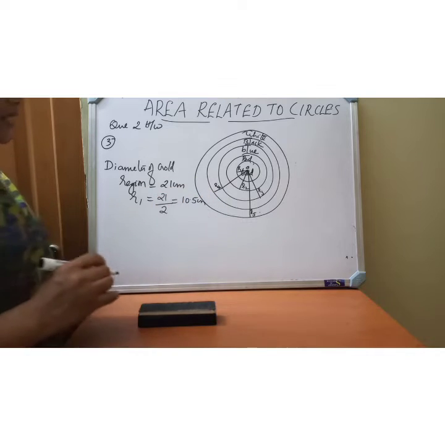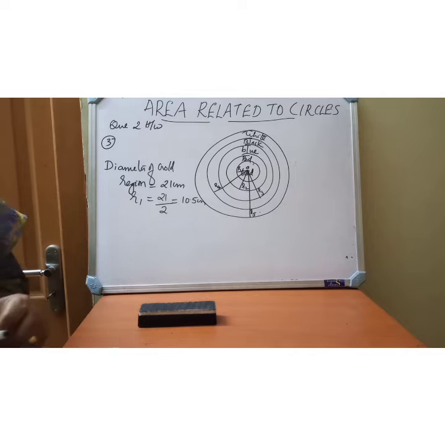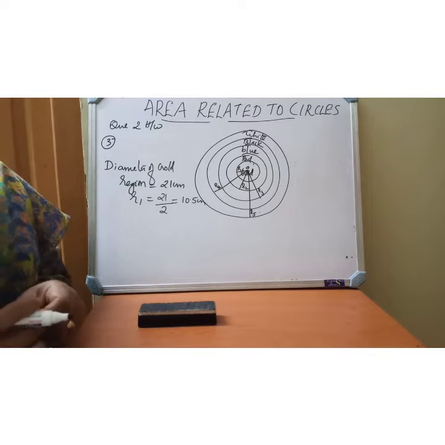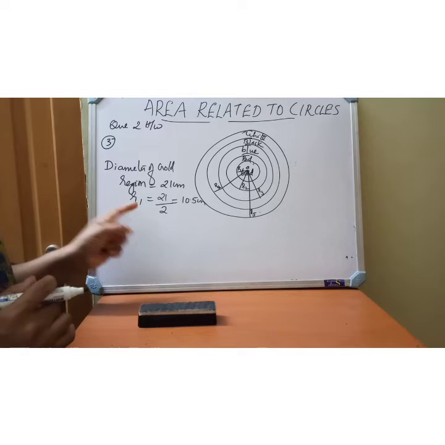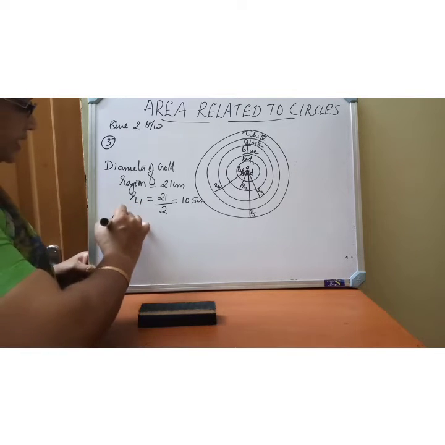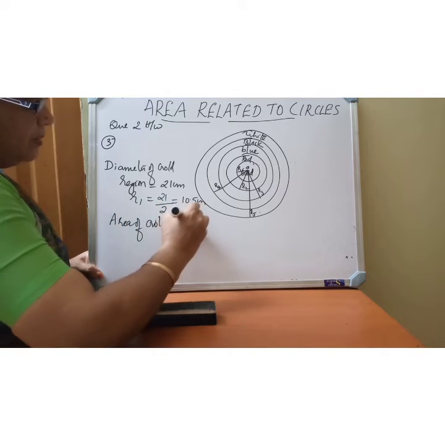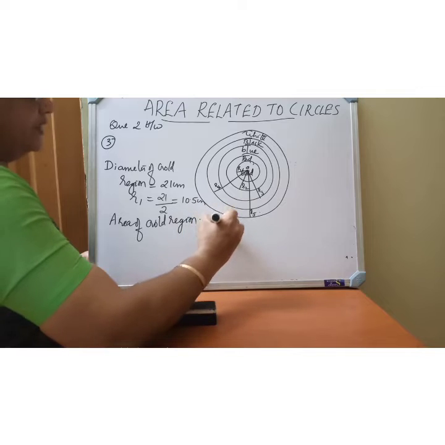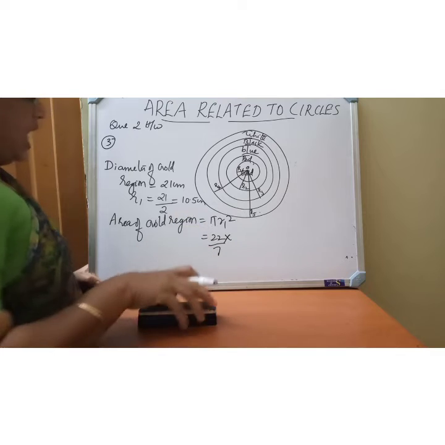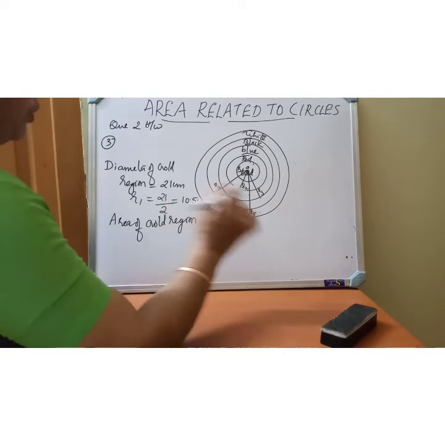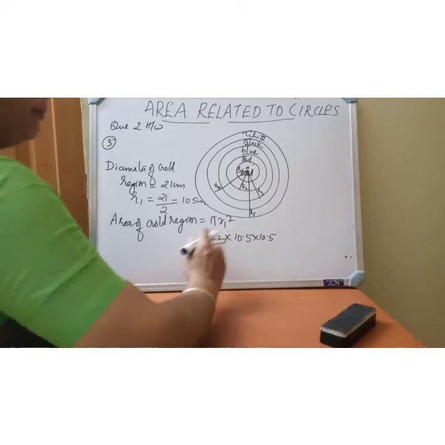Isn't it? Then we must find the area of the gold region. What is the formula for area of a circle? Pi r square, isn't it? Here r is R1. So what will be the area of the gold region? Area of gold region is equal to pi R1 square, that is 22 by 7 into R1 square. Our R1 value is 10.5. So 10.5 into 10.5 pi r square.